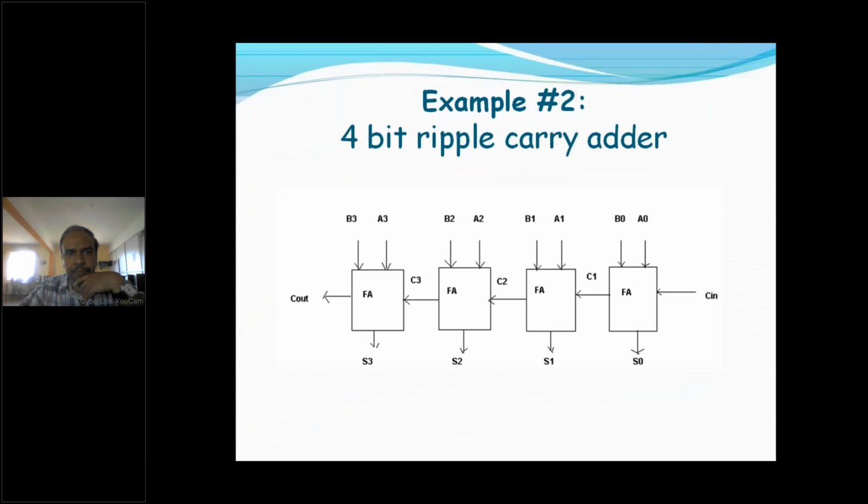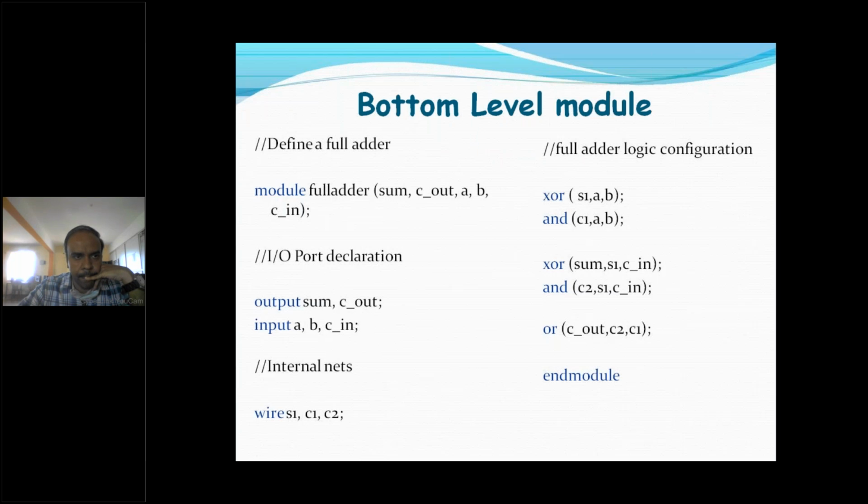Same 4-bit ripple carry adder, or even I can say it's a parallel adder. So 4-bit parallel adder. So this is one full adder, the bottom level module. In the bottom level module, we will start with the leaf cells. Module full adder, sum, cout, A, B, cin, IO port declaration. Then outputs are sum and cout. Inputs are A, B, cin. Then internal nets. So this part we will check later. Wire S1, C1, C2 and all.